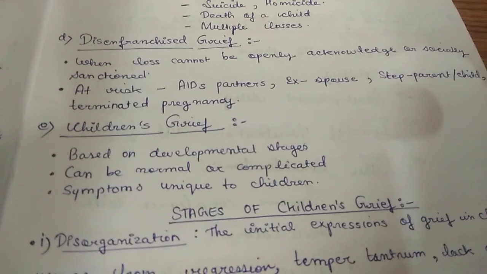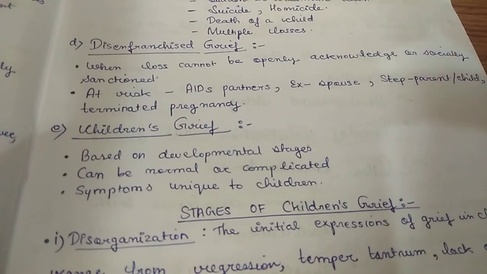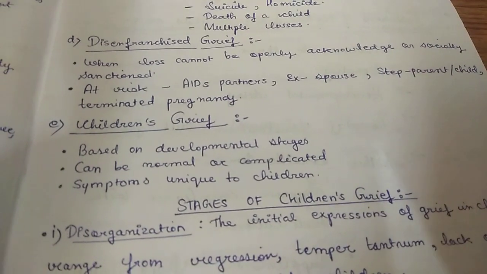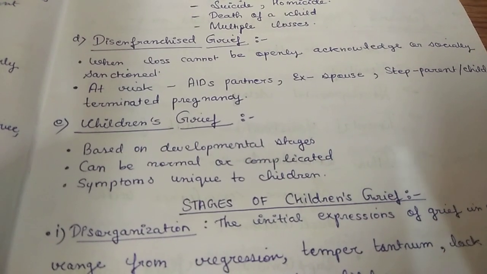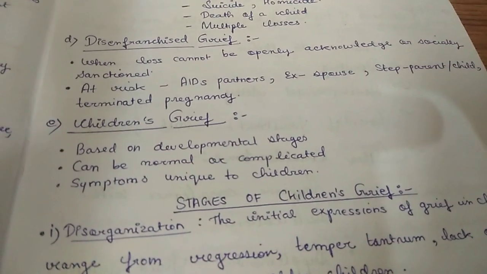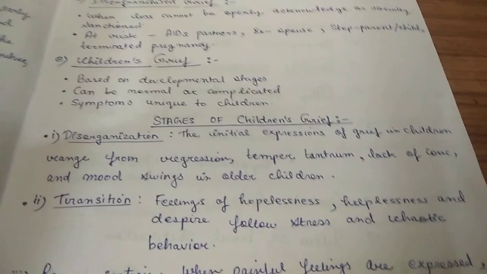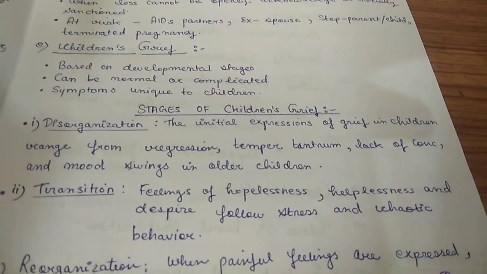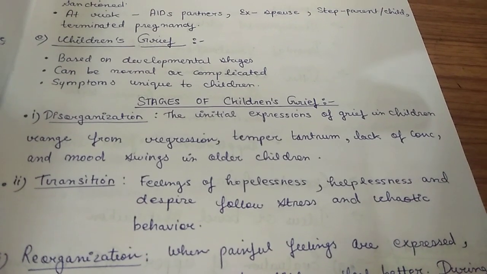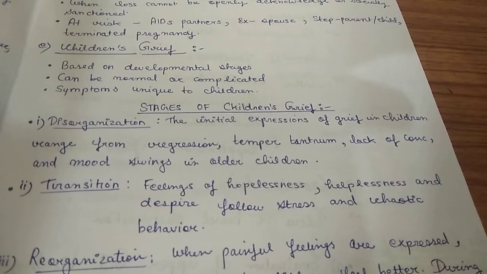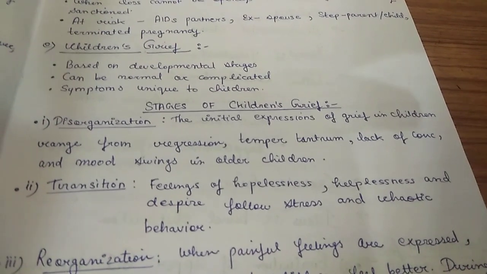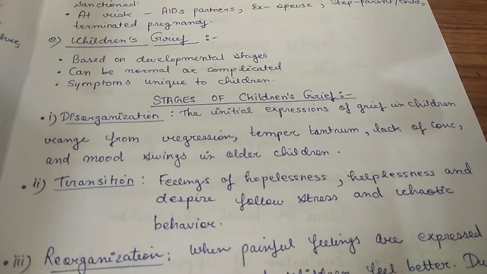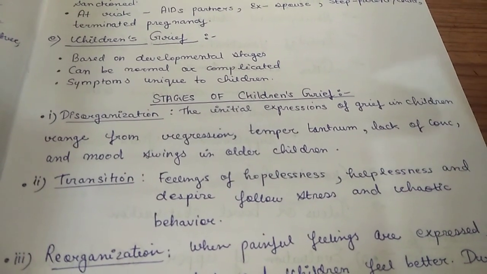Next one is children's grief. Based on the developmental stage, some of the children will have grief and lack of psychological happiness, so that will cause a stage of grief in children. We refer to it as a unique symptom for the children, causing child's grief. It can be normal or it can be complicated also. The stages we see in children's grief are disorganization, transition, and reorganization. Disorganization is the initial expression of grief in children, ranging from regression, temper tantrum, lack of consciousness, and mood swings in the older children. So disorganization is like a sudden reaction towards the grief. Temper tantrum is nothing but the action of getting angry towards the parents or towards a sibling. All those symptoms we will see in this stage in a child.